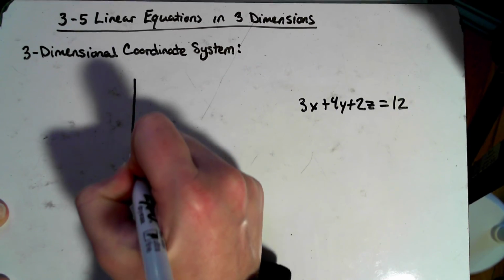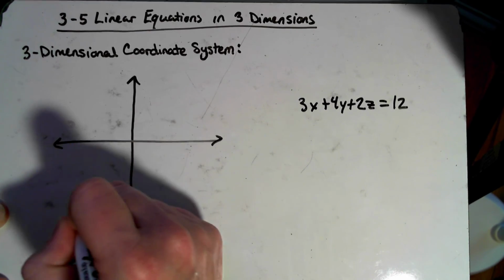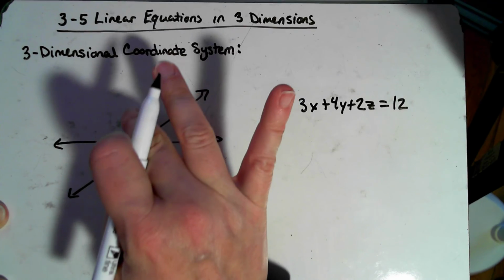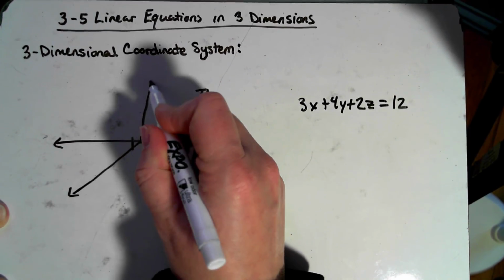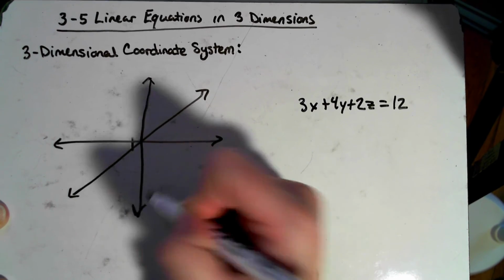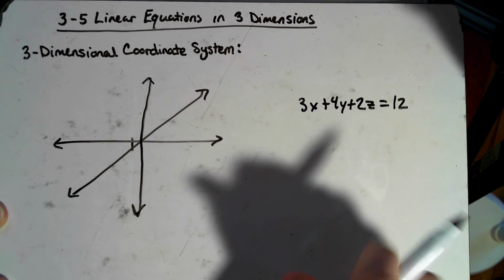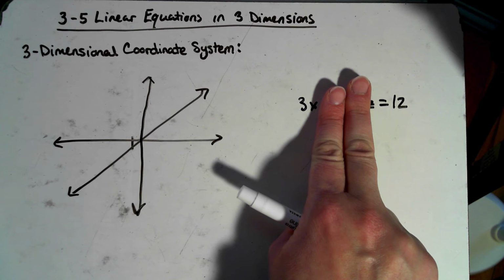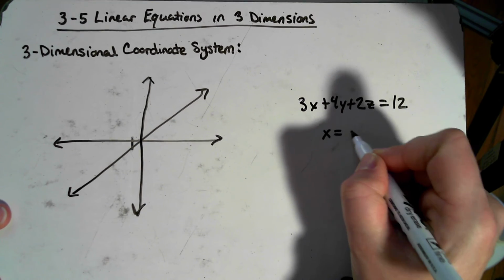Let me just draw my coordinate plane again. Oops, I missed the intersection. Let's just move this axis a little. Okay, there we go. So to find my intercept for x, all I do is cover up the other terms and I get the one-step equation, 3x equals 12. So I'm going to divide to get x alone and find out that x is 4.